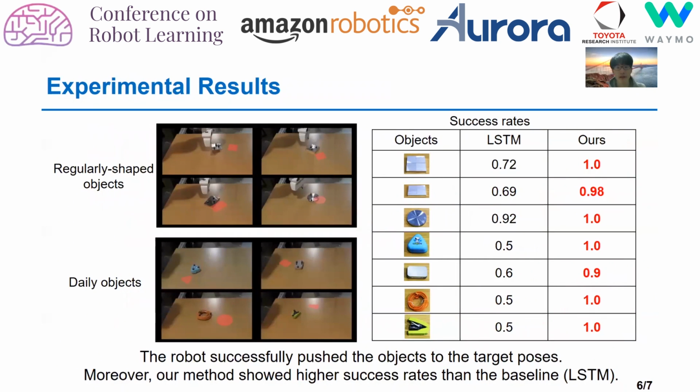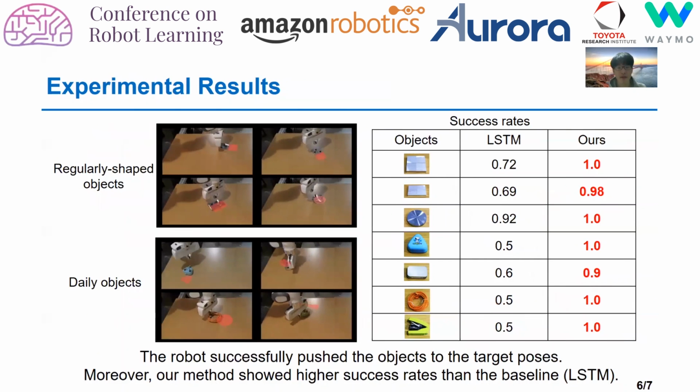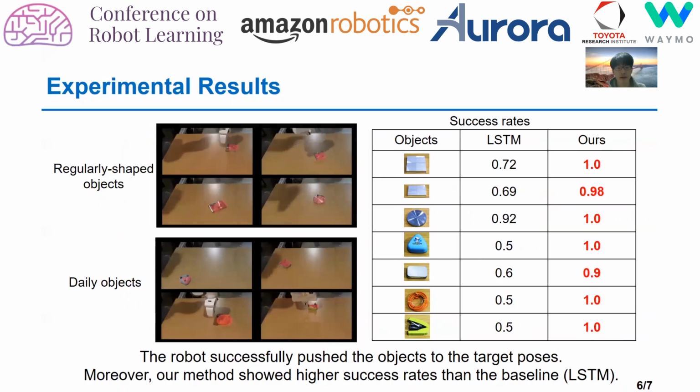Finally, we show the results of pushing objects in the real world. As shown in the video, the robot successfully pushed a variety of objects to the target poses. Moreover, our method showed a higher success rate than the recurrent structure network mainly used in the previous works for the sim-to-real transfer.